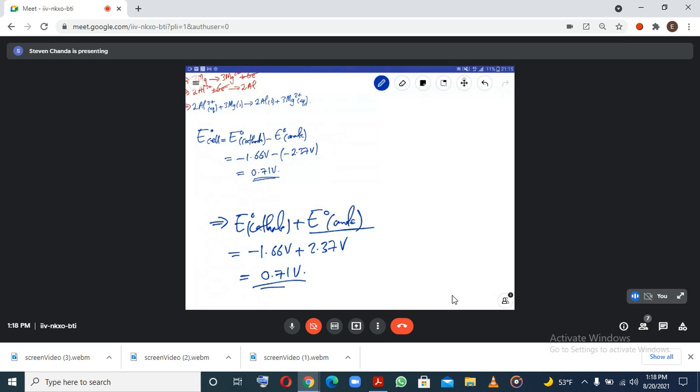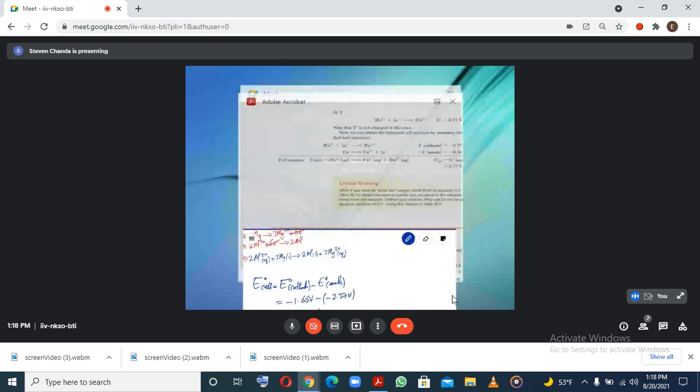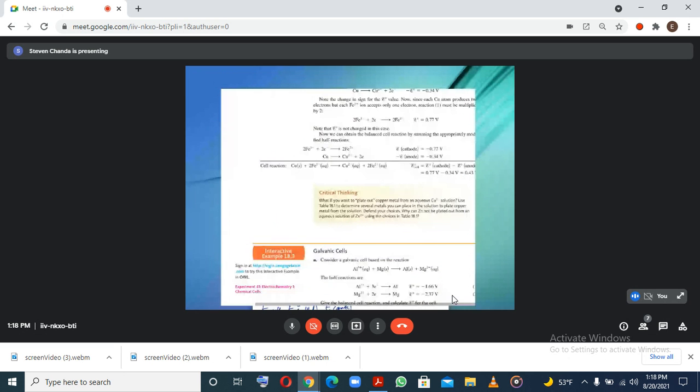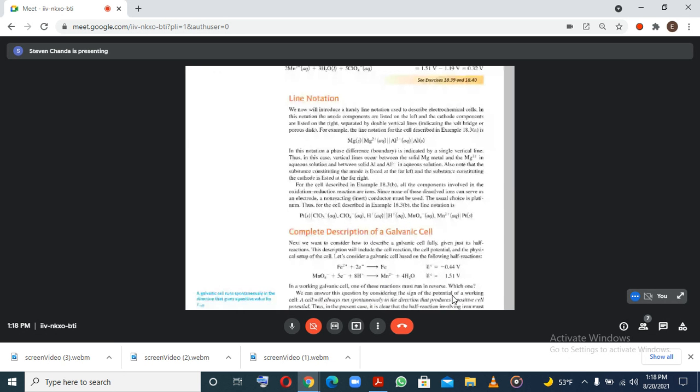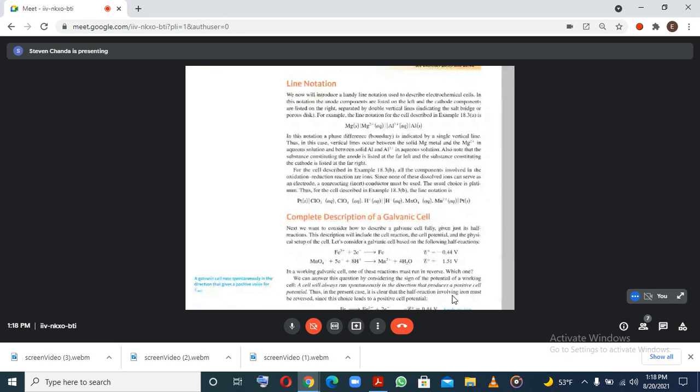So now, I think that's really exhaustive on those kinds of questions. Now let's talk about the line notation. So what's the line notation? The line notation is a simplified way of representing a galvanic cell.